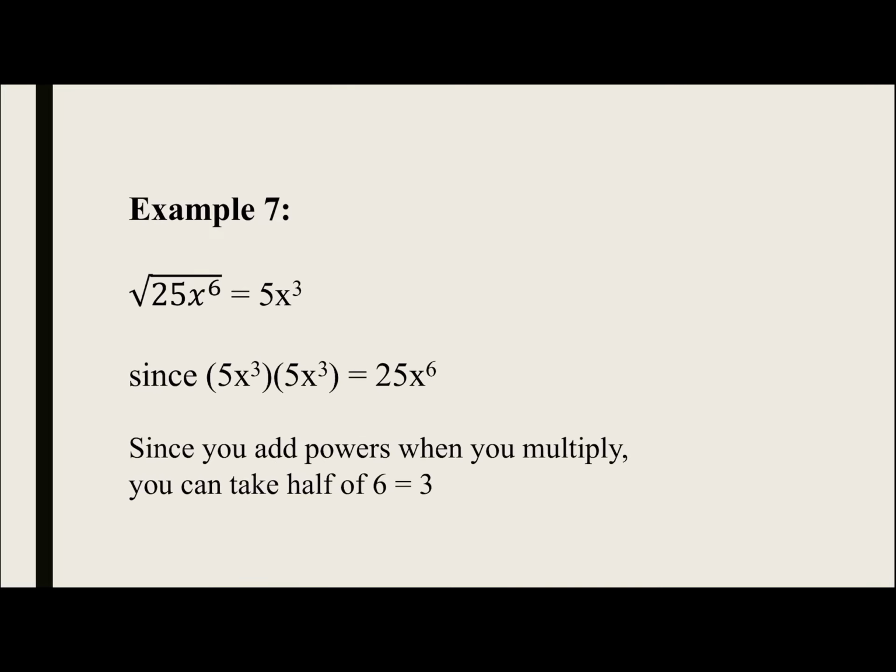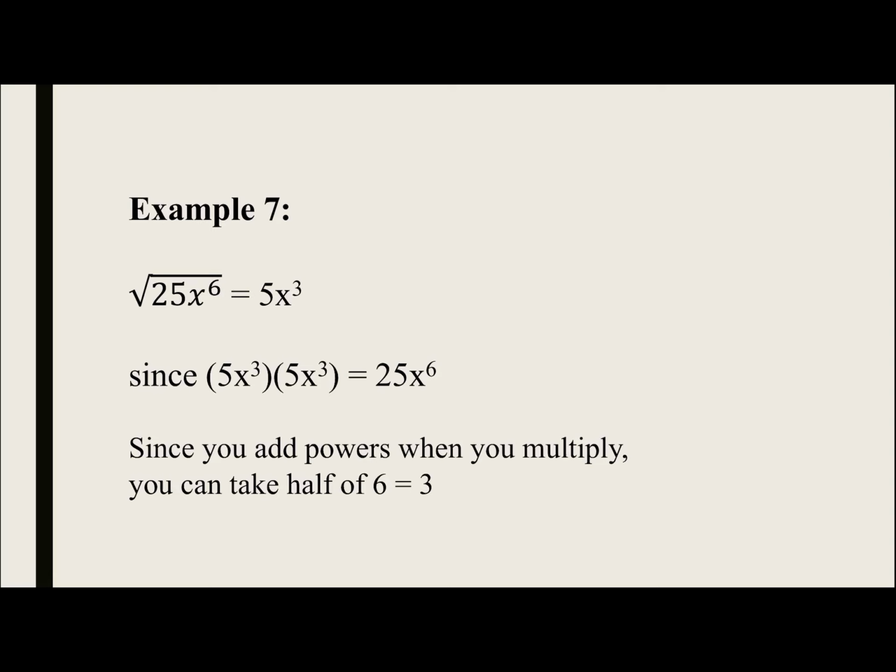Okay, so how can we figure out what the exponent will be? The square root of 25x to the 6th. The square root of 25 is 5. You can take half of 6, which equals 3, to get your power. Okay, why do you do that? Because you're adding the powers when you multiply. Let's look at 5x cubed times 5x cubed. 5 times 5 is 25. x cubed times x cubed, you would say 3 plus 3 is 6. So you can just take half of the power when you're taking the square root of a letter.